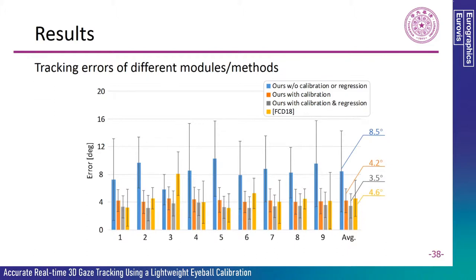In addition, we train and test a state-of-the-art CNN-based gaze tracking method on our self-collected dataset. The average error is 4.6 degrees, 24% higher than our 3.5 degrees.